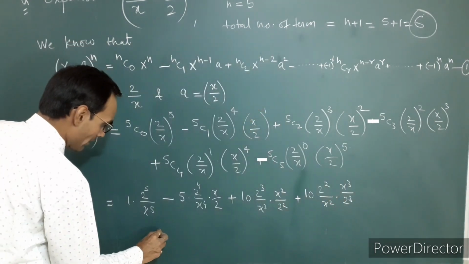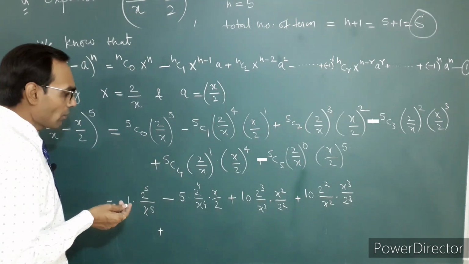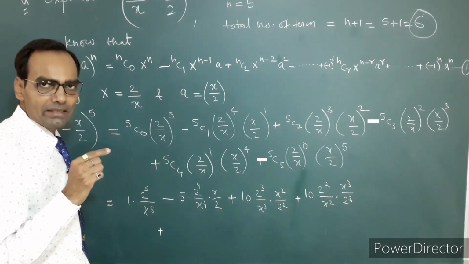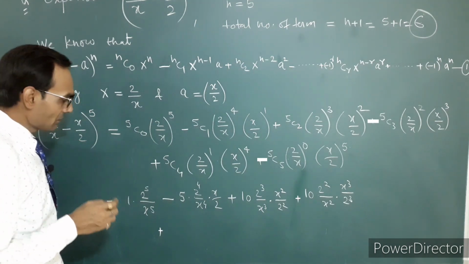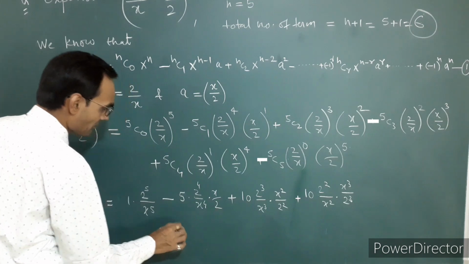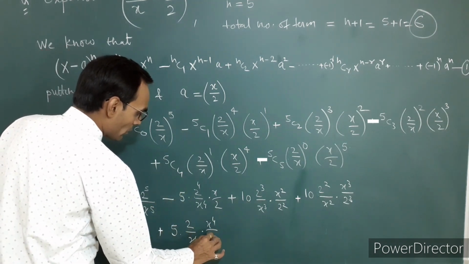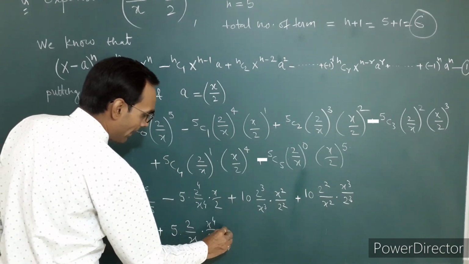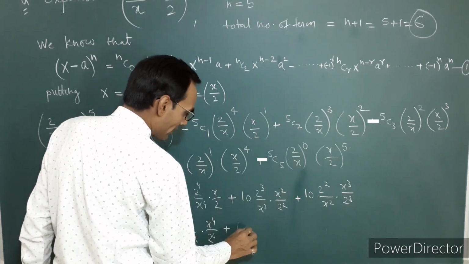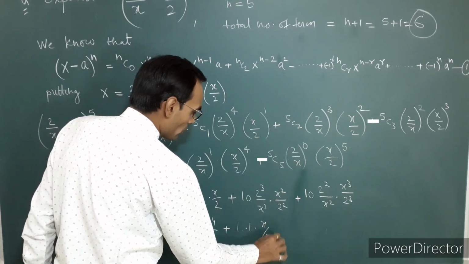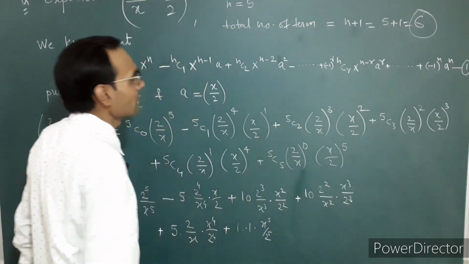And now the next term is 5C4. 5C4 becomes 5, because nCn minus 1 is n. So it is 5 and 2 upon x into x raised to 4 upon 2 raised to 4, as it is. And plus 5C5 is 1. Okay, and 2 by x whole raised to 0 is 1, into x upon 2 whole raised to 5. So x raised to 5 and 2 raised to 5.